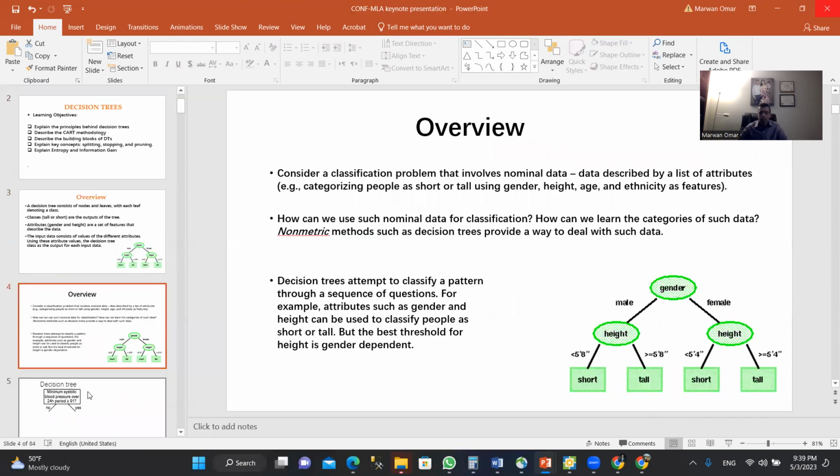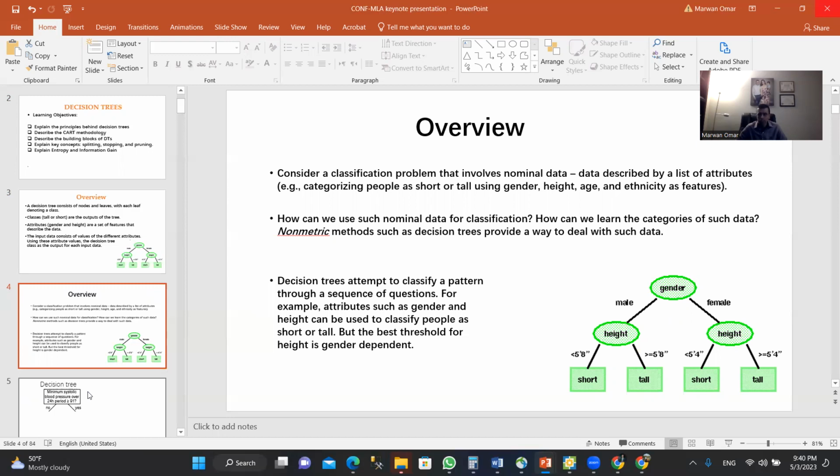Consider a classification problem that involves nominal data. Data is described by a list of attributes, such as categorizing people as short or tall using features such as their gender, height, age, ethnicity, race, etc. You call these features. How can we use such nominal data for classification? This would be a classification issue. How can we learn the categories of such data? Non-metric methods such as decision trees provide a way to deal with such data.